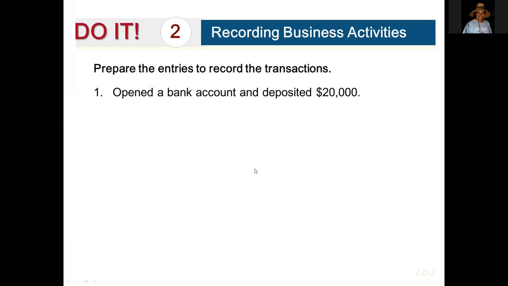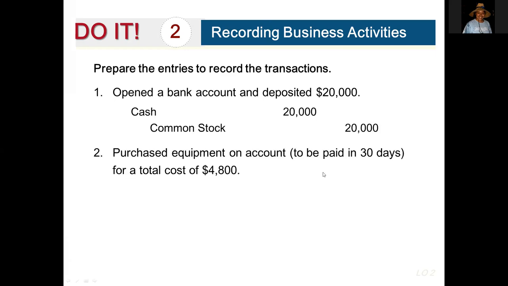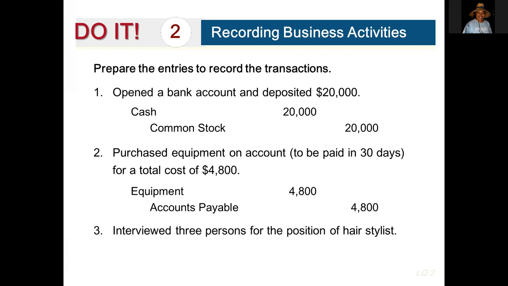Okay, let's do the first one. How do I record the fact that the owner put in $20,000 for shares of stock? Anybody? Okay, you're right on. Great. Somebody already answered all the entries. Ethan, yeah? Great. So in this case, the entry would be to debit the cash account and credit stockholders' equity, common stock. For the equipment bought on account, you would debit equipment and credit accounts payable. For the third entry, where they interview three people, that is a transaction, but it's not an economic transaction because there's no money involved. So there's no entry. Okay, that's pretty simple.